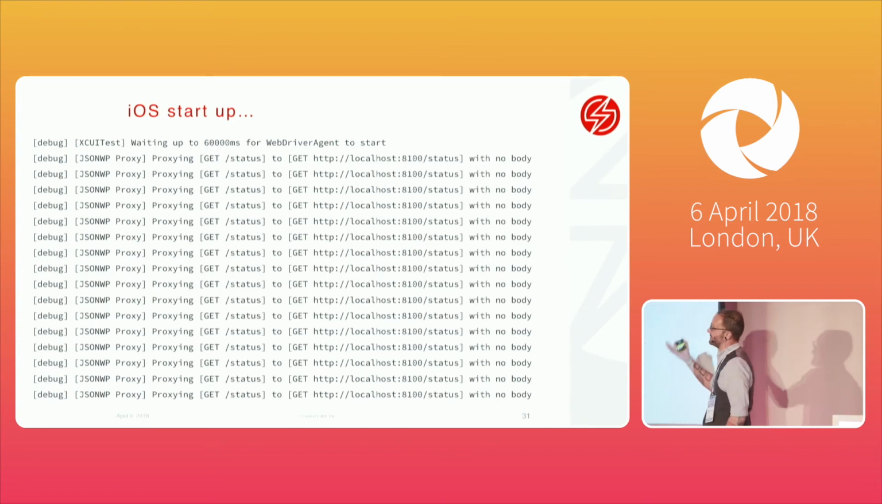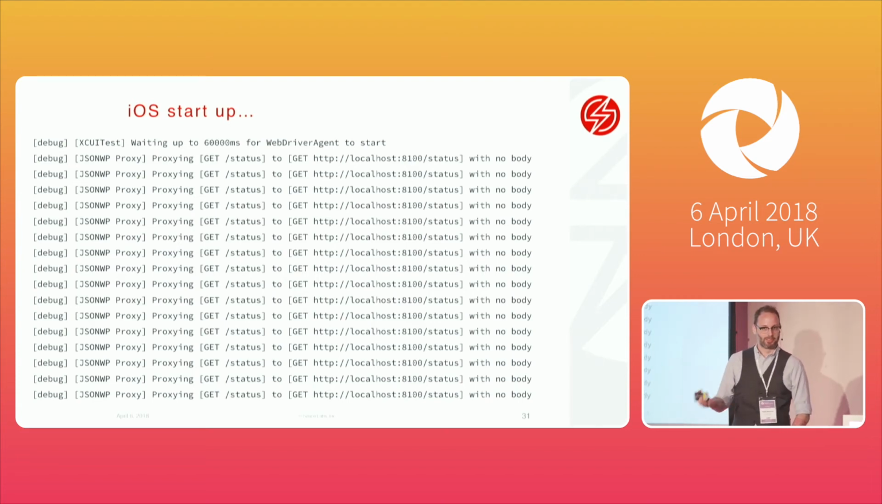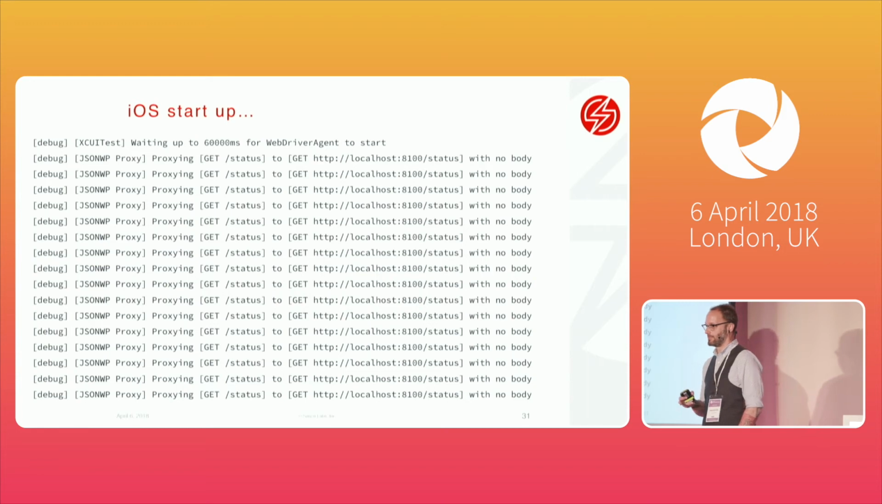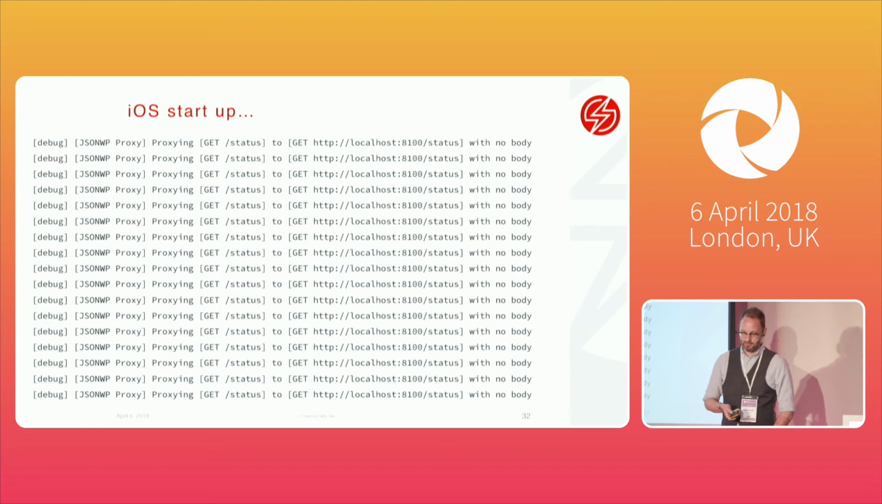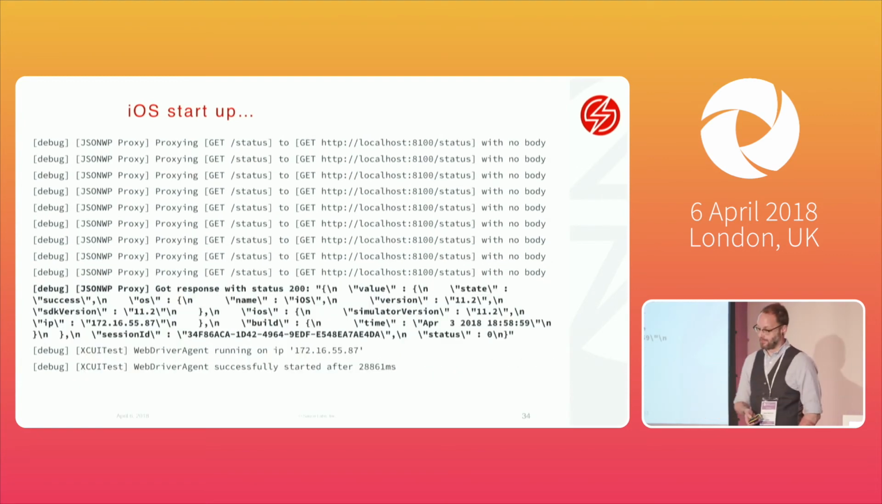Just a bit of explanation, since this does come up and it will go on and on. This is just polling to make sure that WebDriver agent is started. For some reason, Xcode doesn't tell you that it started. The only way we can tell it started is by poking it until it says something back to us. And these are the pokes, basically. We will eventually get a response, which means that WebDriver agent is running. This means that the device is capable of being automated, basically.